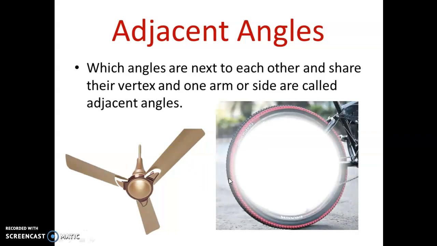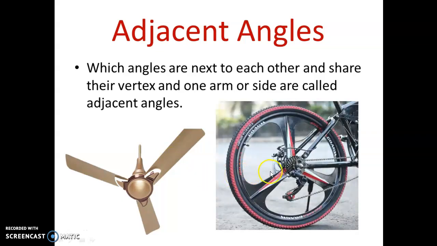The second example is a bicycle wheel. There are also 3 sides here. There is a hub or chain, which we can say is the vertex, and the spokes are the common sides. So this is also an example of adjacent angles. You can find some more things at your home and your surroundings where angles are adjacent.